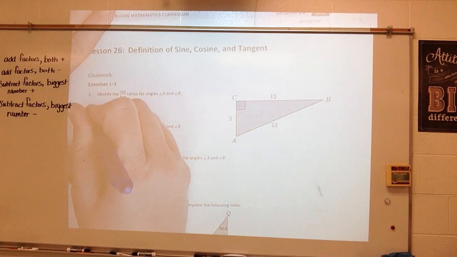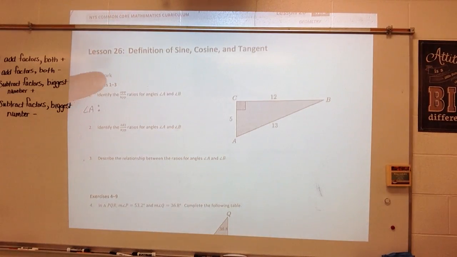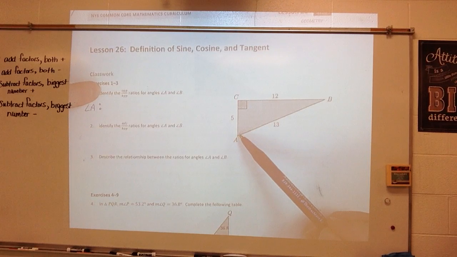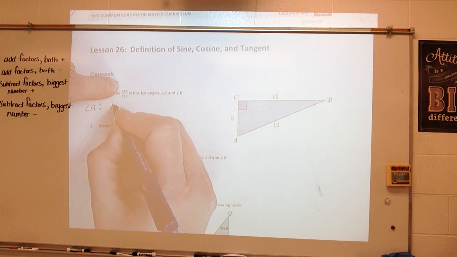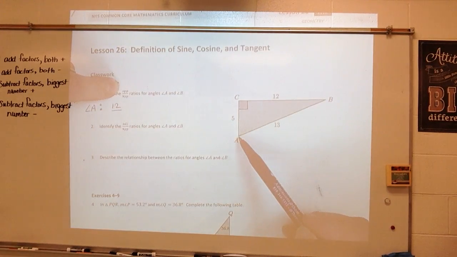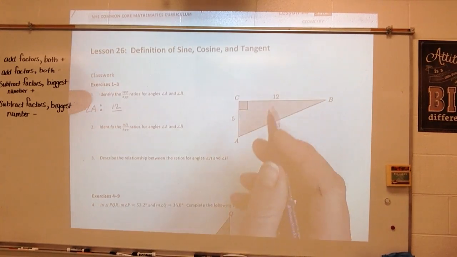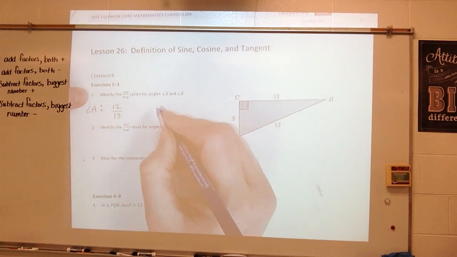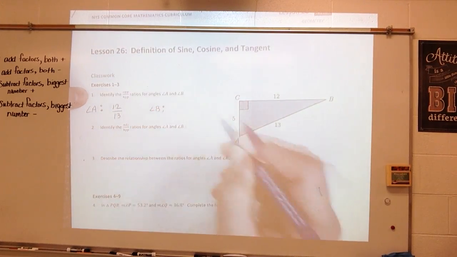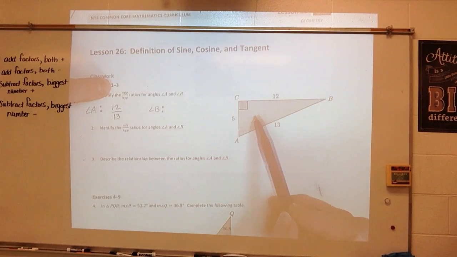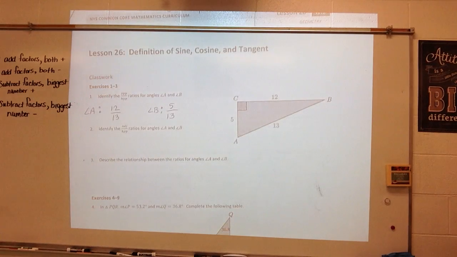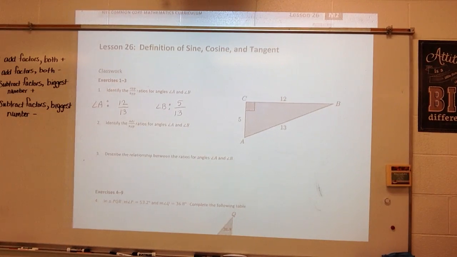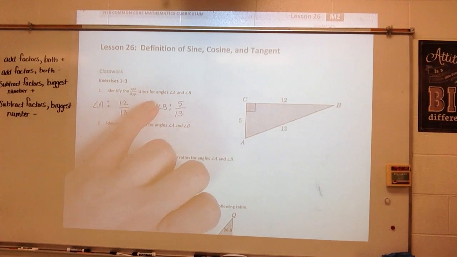Alright, so let's do our angle A first. Remember, the side opposite of angle A would be 12, and the hypotenuse of my triangle is 13. Alright. For angle B, the side opposite of angle B is 5. And remember, my hypotenuse does not change. So these are the ratios for angle A, and these are the ratios for angle B.